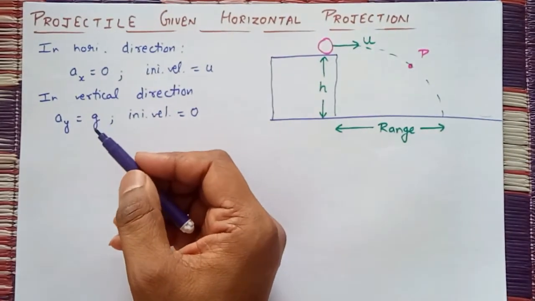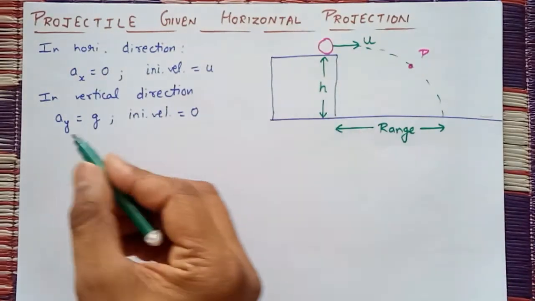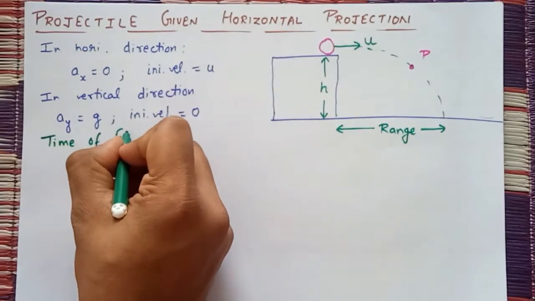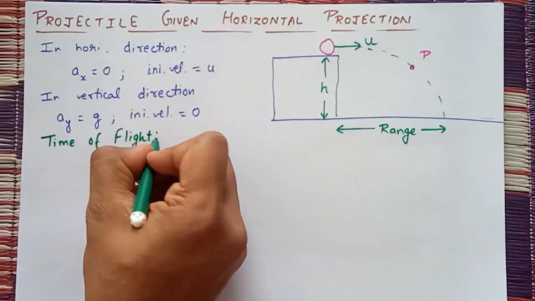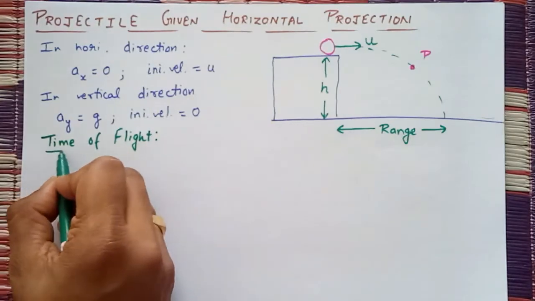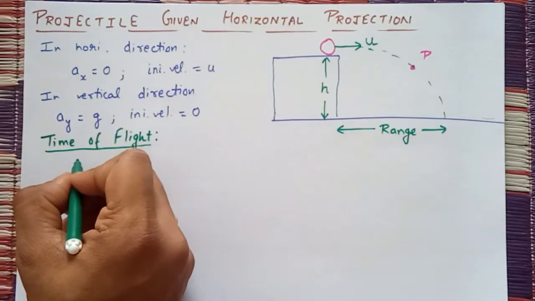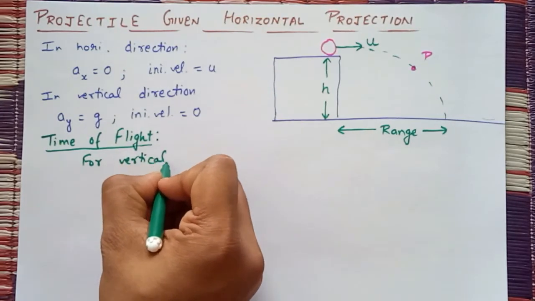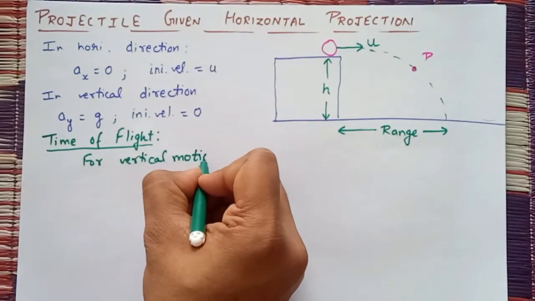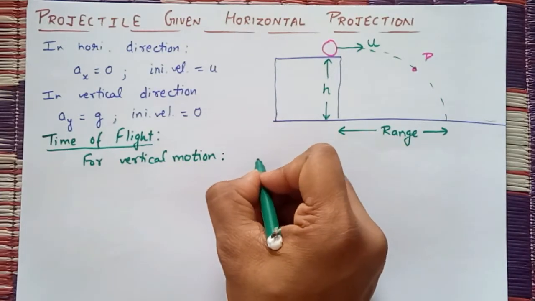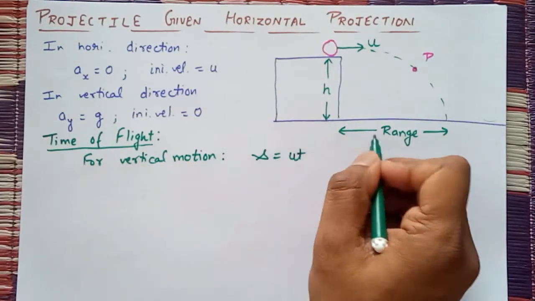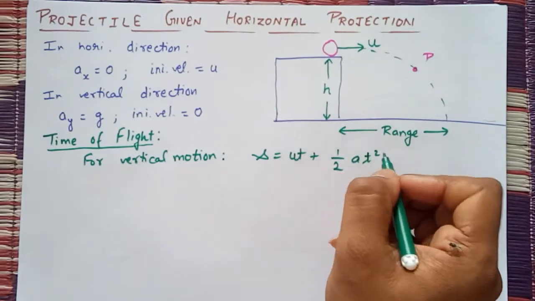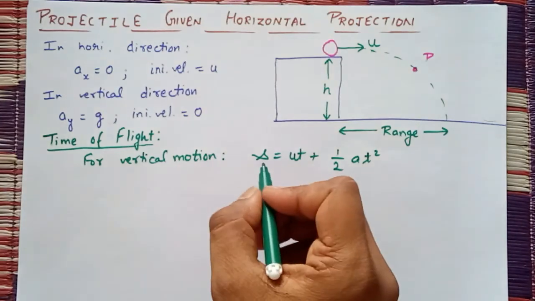Okay, so first of all, I want to find its time of flight. Time of flight means for how much time the object is in motion. So how to find the time of flight? I am taking vertical motion. For vertical motion, applying the second equation of motion, that is s = ut + 1/2 at². What is the total distance covered? Total distance covered is small h.